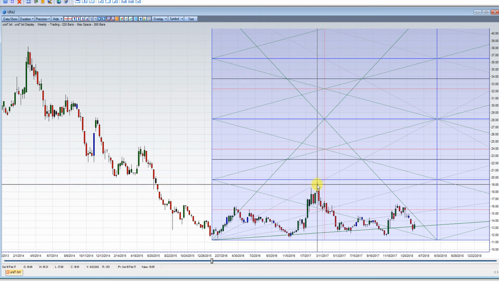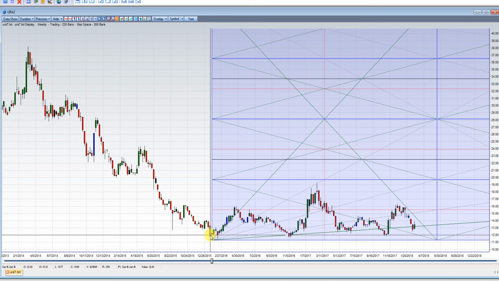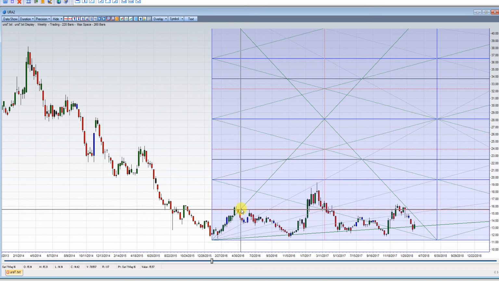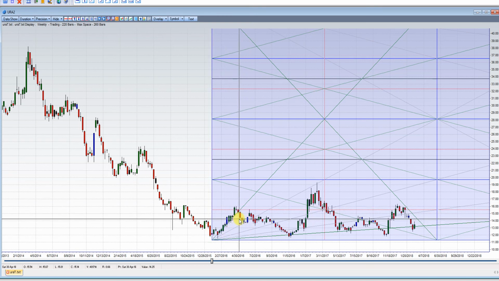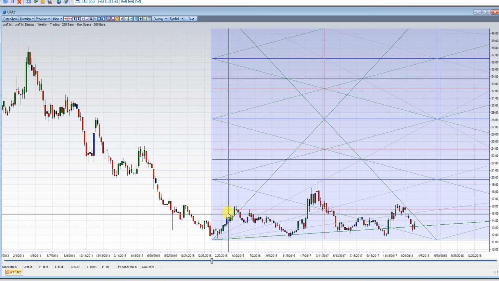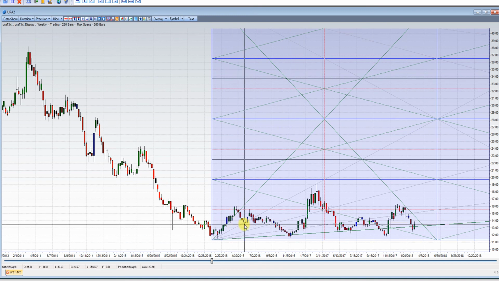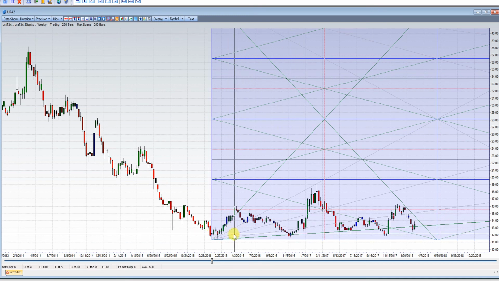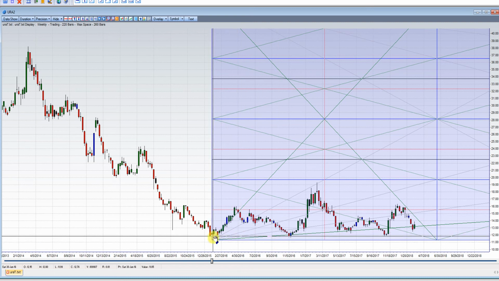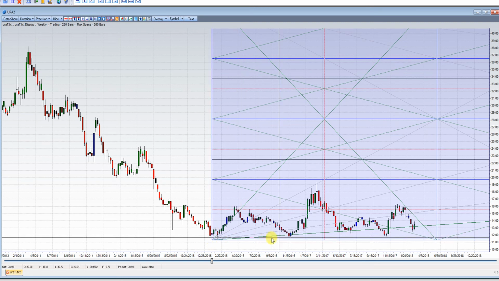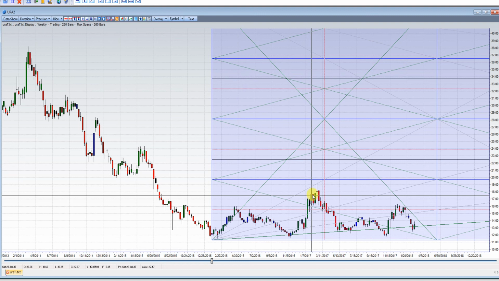So you see, it all correlates. It's all fractal. You have to see it in your mind, you know. Pick the low here, square the range, and see where price.